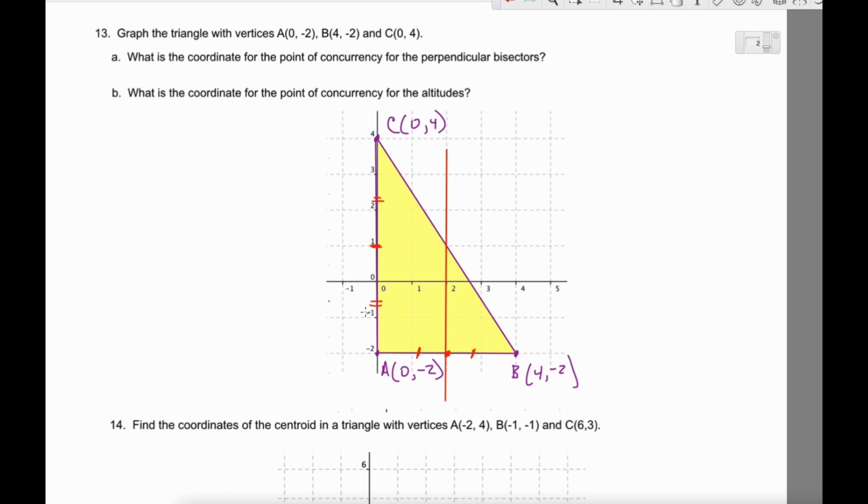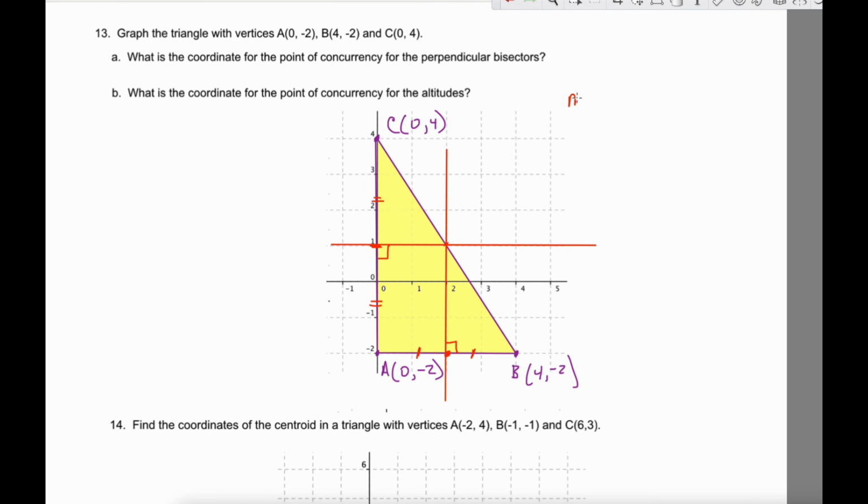And this is a vertical line, so that means I need a horizontal line to be perpendicular. How about let's get some perpendicular symbols on here. And we can already see they're both intersecting here, but let's do the third one just to check. I'm going from 0, 4 to 4, negative 2.